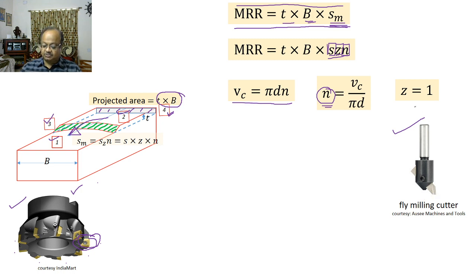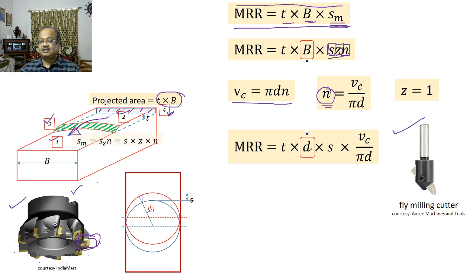So with that assumption or simplification, what we get is T comes over here, S comes over here, Z becomes 1 and instead of N we replace it by Vc by pi d. Another assumption or simplification or special case is there. The width of the cutter, the diameter of the cutter and the width of the workpiece, they are the same, as it has been shown in this particular figure. So here if the width of the job is 200 millimeter, the diameter of the cutter is also 200 millimeter. So that is the simplification or special case that we are taking into account.